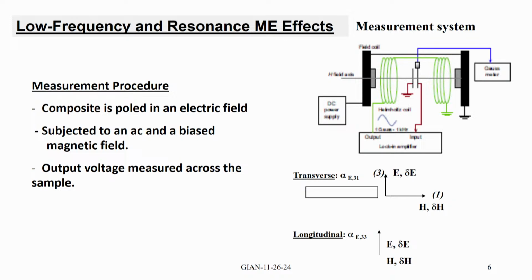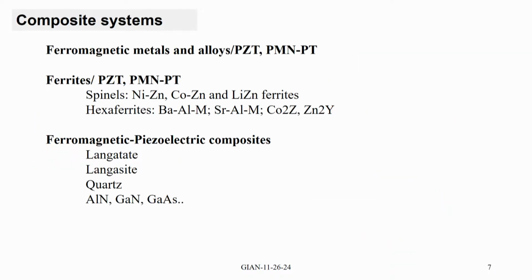And the detection, you can measure it with a scope or a lock-in amplifier. Then depending on the field orientation, you have voltage coefficients defined as transverse or longitudinal. Right. So, let us see what the systems are. I will go through the list here.